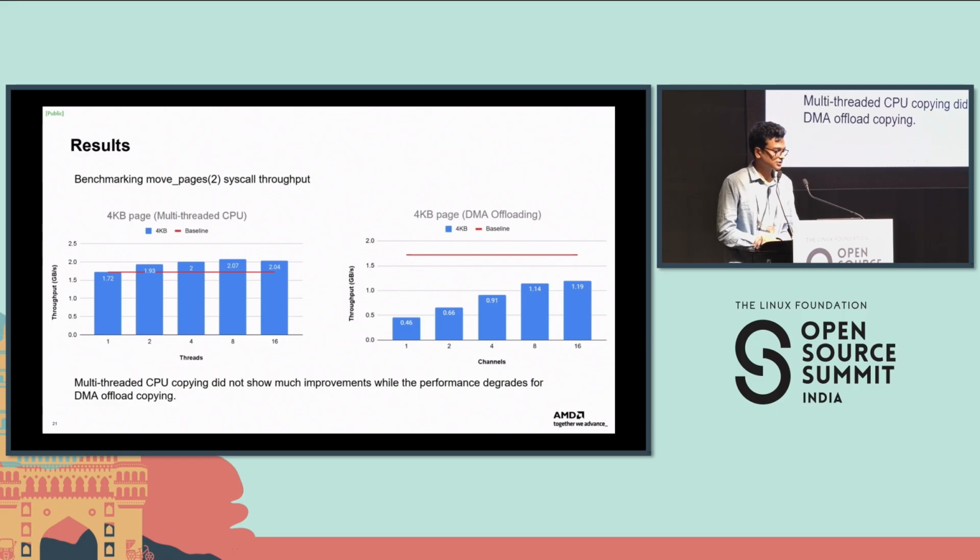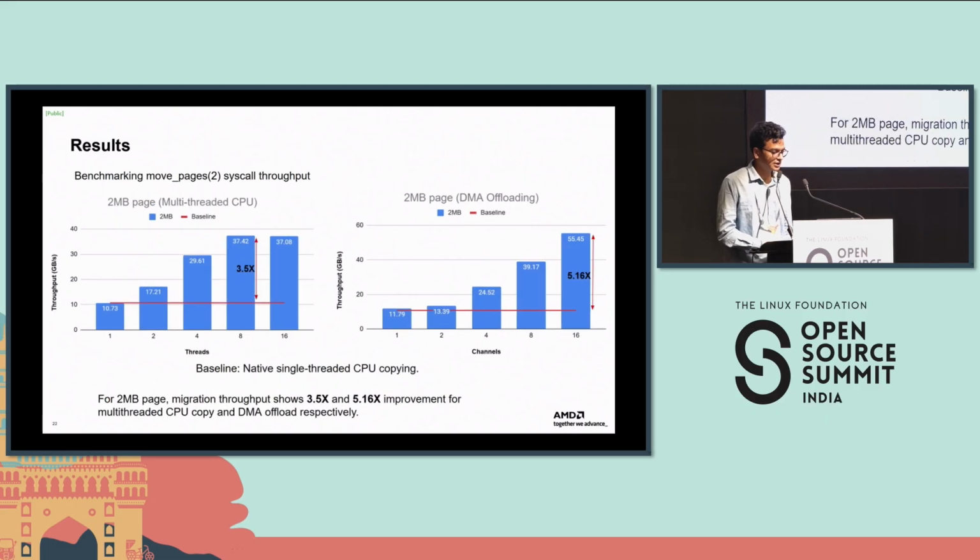With this approach, we benchmarked move_pages. We did a micro benchmark and checked the results for 4 KB folios. The 4 KB folios didn't show much improvement because of high kernel metadata overheads. In the multi-threaded CPU case, even with multiple threads copying the data, we didn't see much improvement. And for DMA offloading, performance degraded because of high setup overheads. Then we benchmarked 2 MB pages.